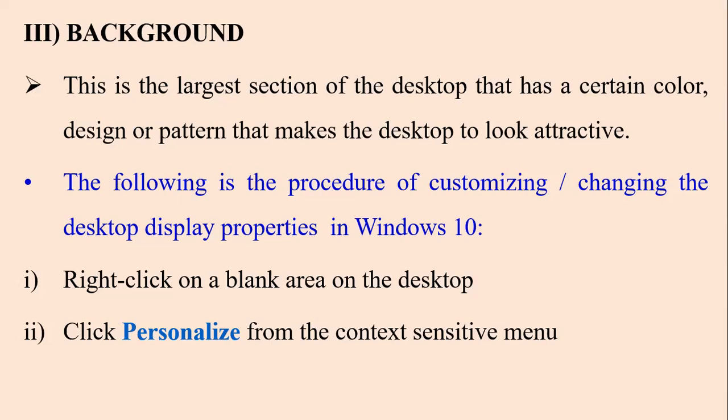Now, what is a context-sensitive menu? This is the list of items that appear when you right-click or click on an item on the desktop. So when you right-click on an empty or blank space on your desktop, that list of items that will appear is what forms what we call the context-sensitive menu. And its name is derived from what you have right-clicked or clicked.